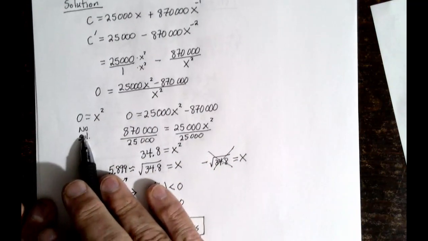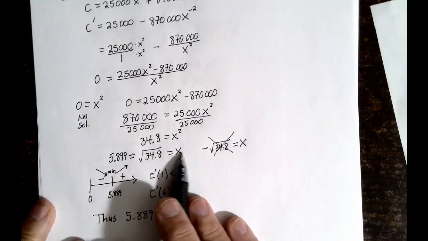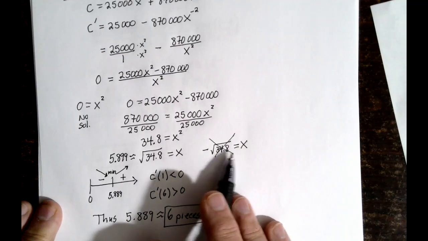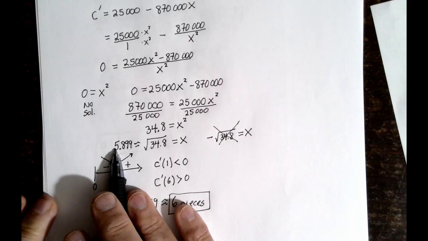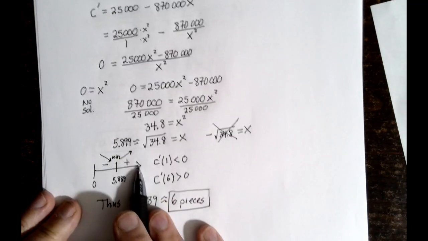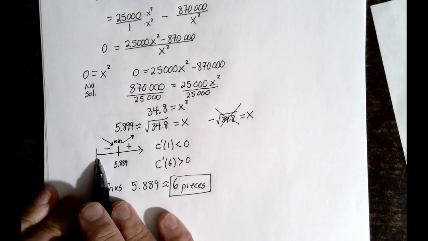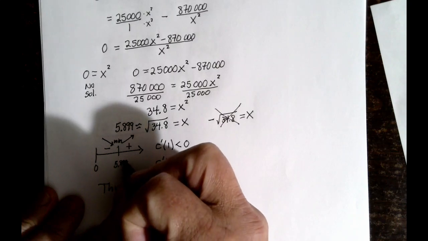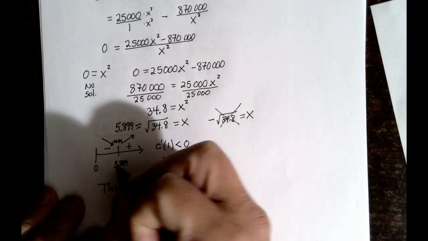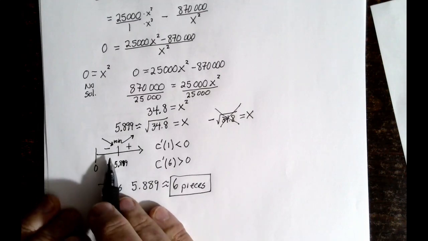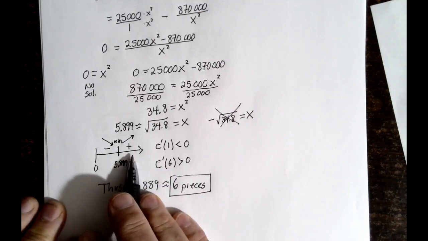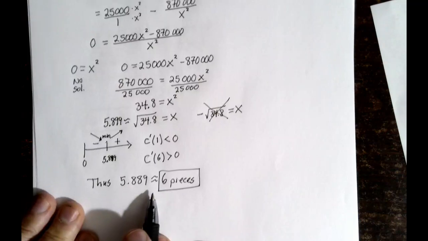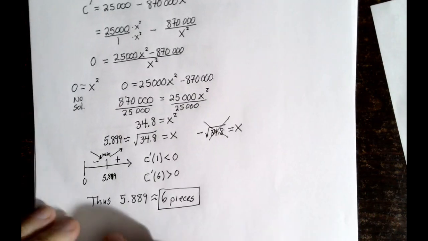This one doesn't really give you a real answer. This one does. It gives you plus or minus the square root of 34.8. But you can't get a negative number of pieces, so that's out. And this one is 5.899 approximately. And so if you use your sign diagram with greater than 0 and 5.899 as your critical value, if you check the first derivative with 1 and with 6, then you find minus plus, and that tells you that is a minimum. So if you want to minimize your cost, you want to use about 6 pieces of equipment.